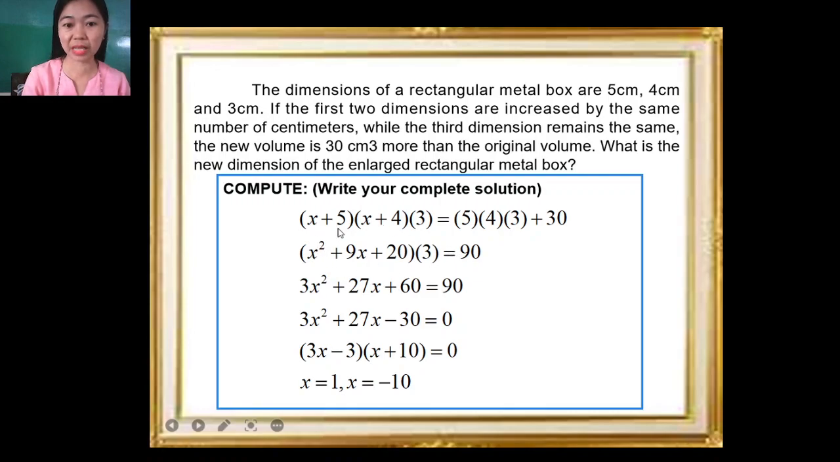We have 3 times x squared is 3x squared. 3 times 9x is 27x. And then 3 times 20 is 60. This is equal to 90.